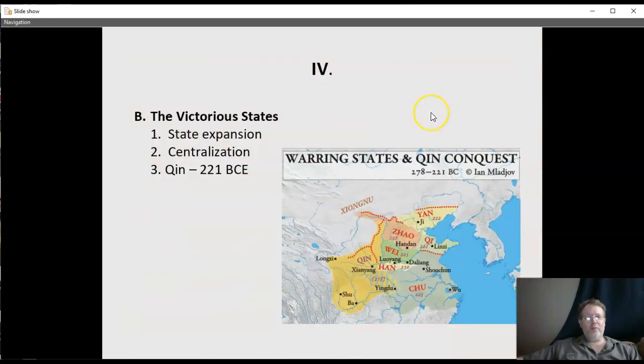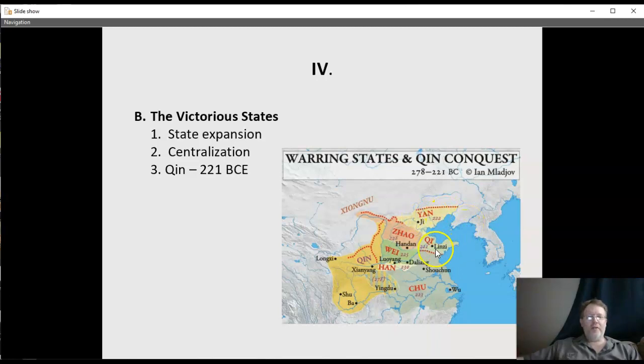State expansion, centralization of government, and by 221 BCE, it is pretty much just the Shen that are left standing. You can actually see how they're conquered here. These are the dates that they conquer. 278, the Shen conquer this region. 230s, they conquer the Han. 228, they conquer the Zhou, the Zhao. 225, they conquer the Wei. 221, they conquer the Shi, the Qi. 222, they conquer the Yan.